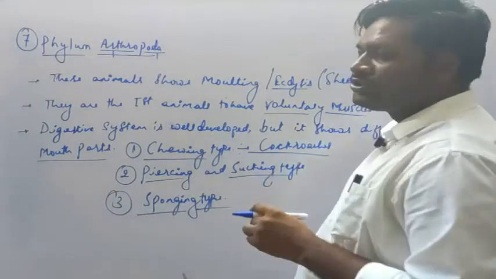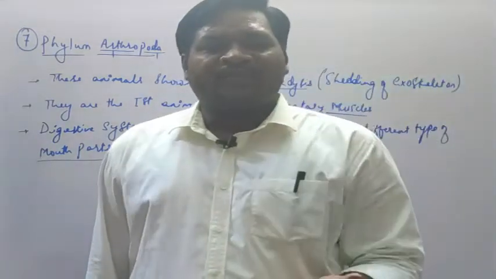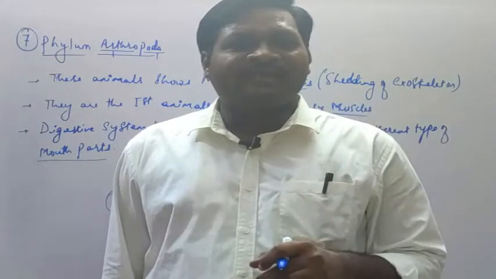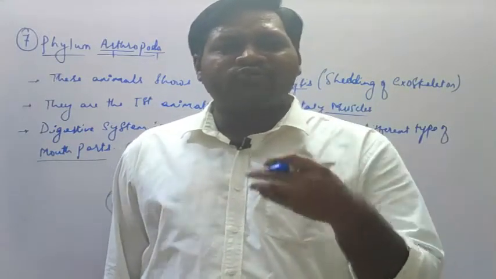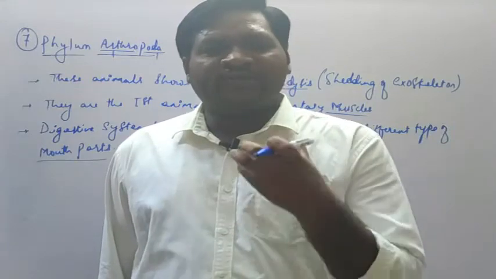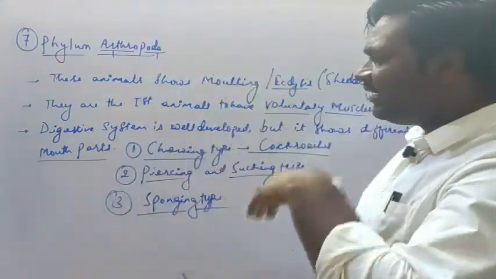cockroaches. So, in cockroaches, the mouth has different parts, that is maxilla is there, mandible is there, and it consists of certain parts which are used for chewing. Okay, so they first of all chew the food material and then they ingest it.